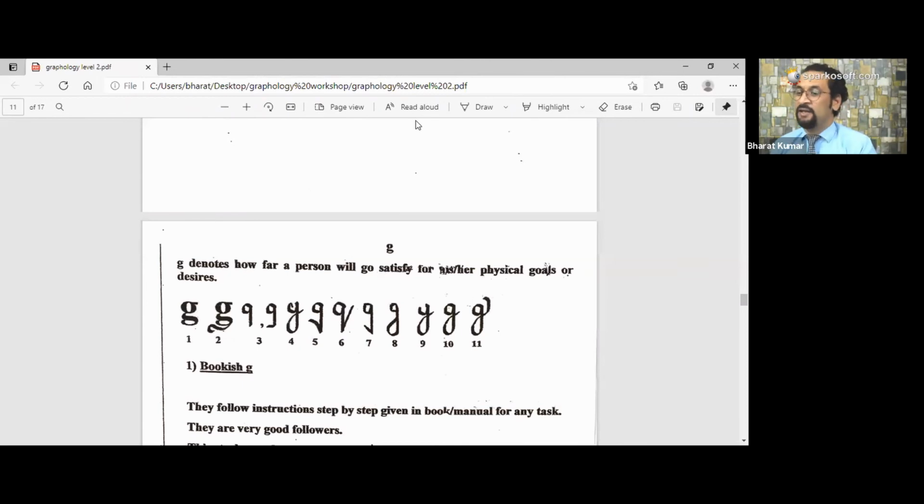So the 11th one will intentionally try to satisfy his or her partner. This is the nature. And there are actually hidden motives.